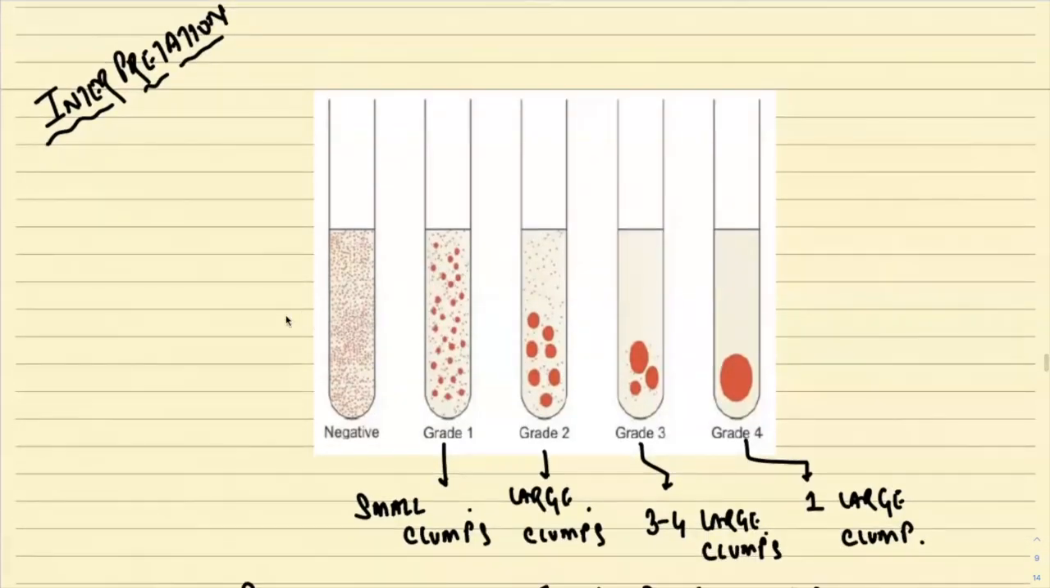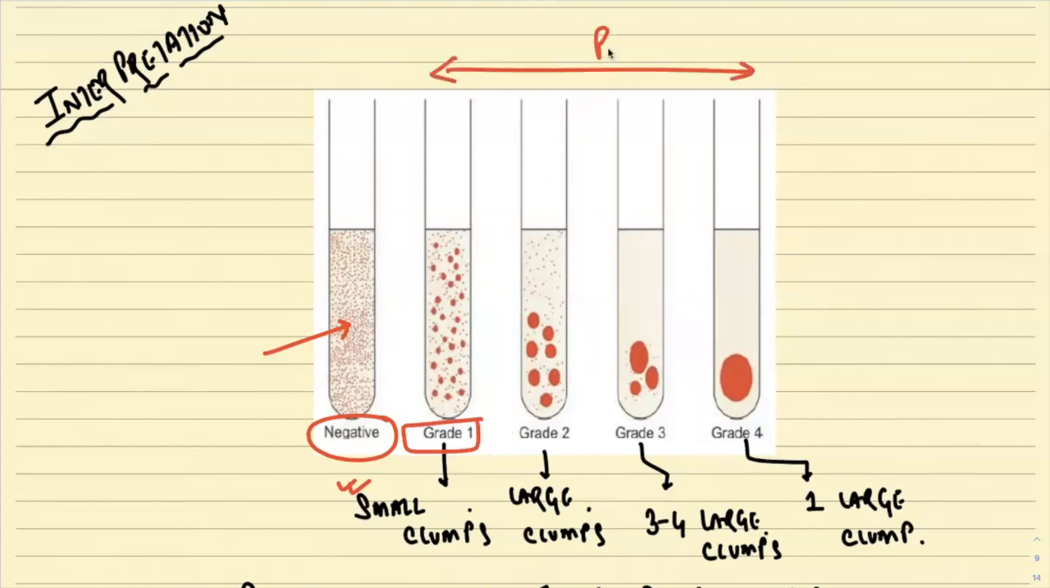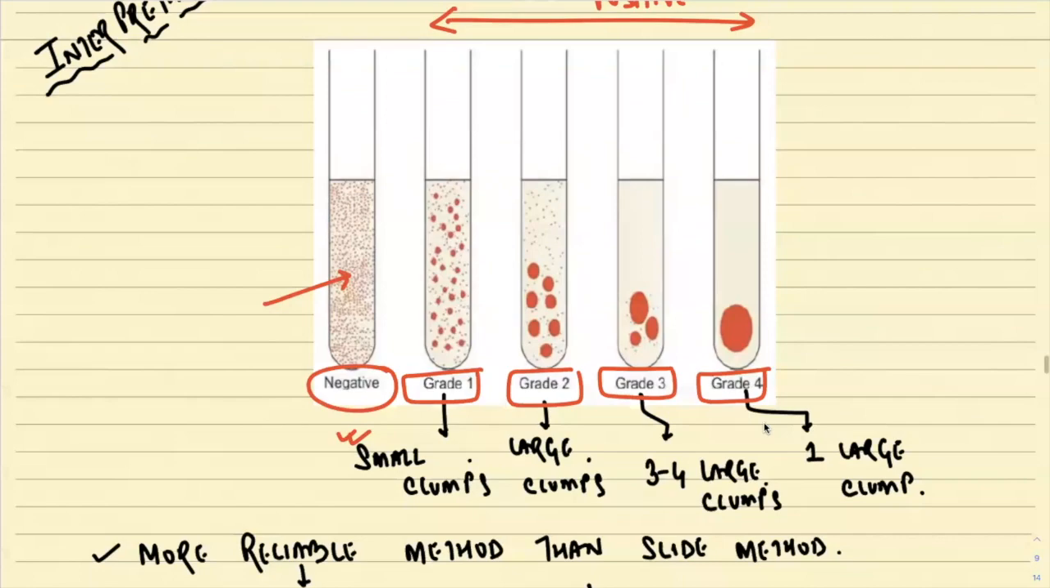For example, if the sample is diffusely present like this, it is negative. If small clumps are present, as we can see in this diagram, it is grade 1. All from grade 1 to grade 4 are positive, but there is a gradation. If larger clumps are there, it is grade 2. If 3 to 4 large clumps are there, it becomes grade 3. And if one large clump is present, it is called grade 4. Is this very clear to everyone, how the gradation is done for the tube method?